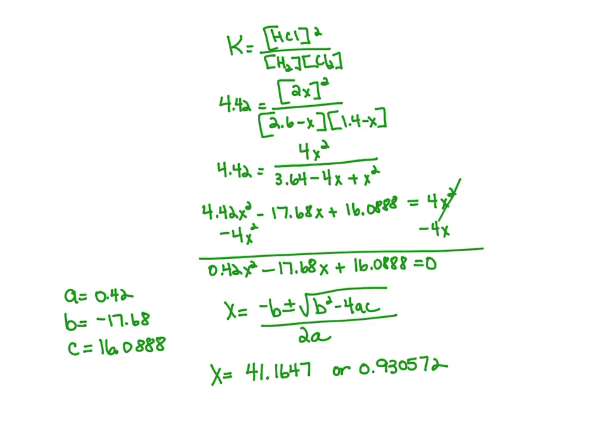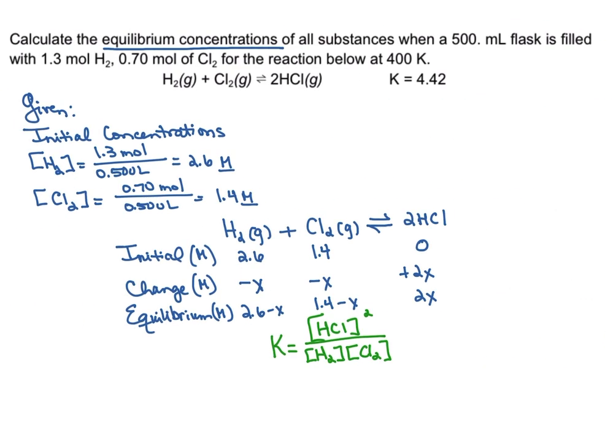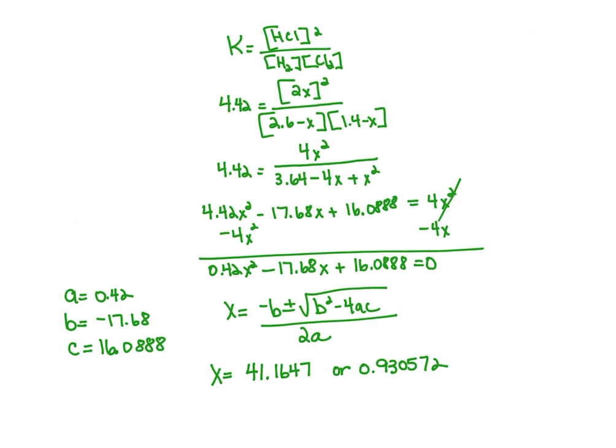We have to choose the one that makes sense, meaning we have to choose the one that doesn't give us a negative answer. So if we go back to our ICE table, there's going to be one of those x's at equilibrium that would cause a negative answer. That's going to be this one. So x is equal to that number. Okay, we're not done. Now we have to go back and plug in our values for equilibrium.